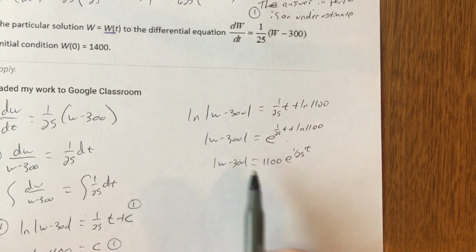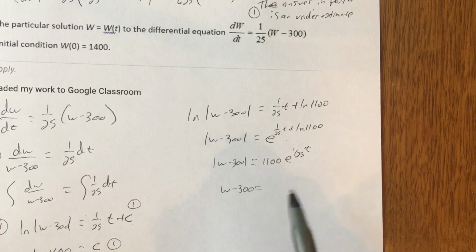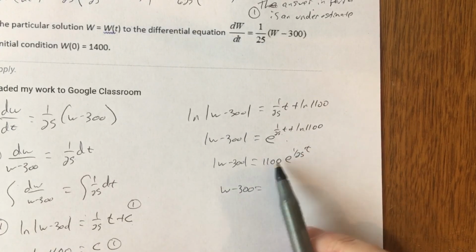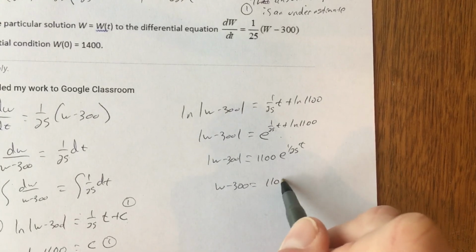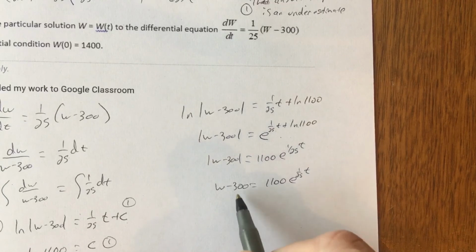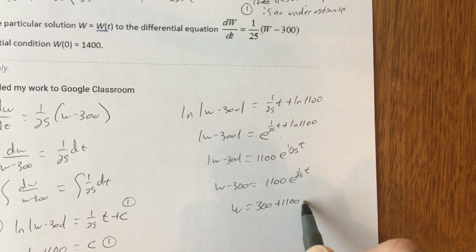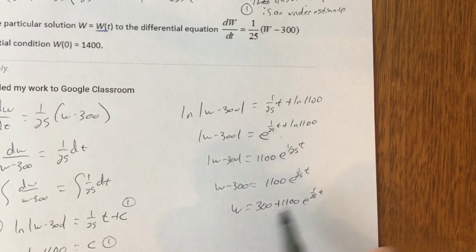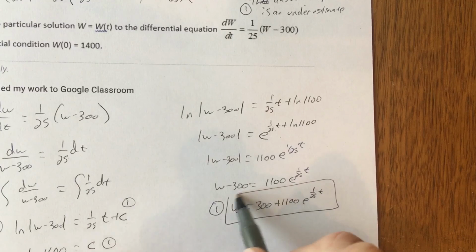The AP will not penalize you for not doing it, but it does look a little bit nicer for sure. All right, we have to decide if we want the positive or negative here. And so if I were to put 0 in for t, I'm going to get 1100. If I put 1400, I get 1100. So I like what it is. I don't want it to be the negative version here. And then if I add 300, I end up with my final answer. Now again, they gave you 1 point for doing that, and then that's how you do it.